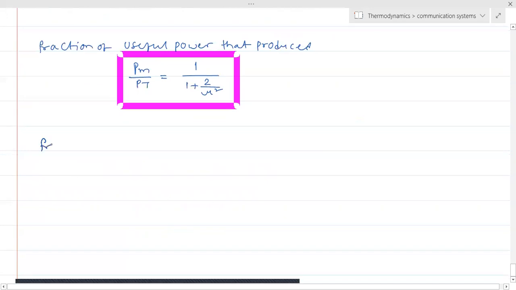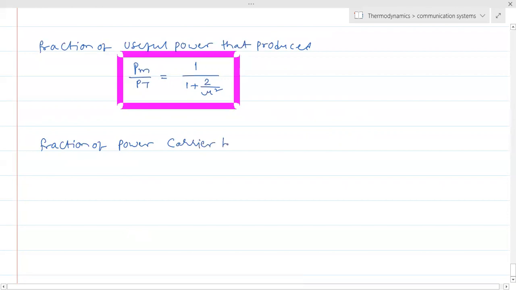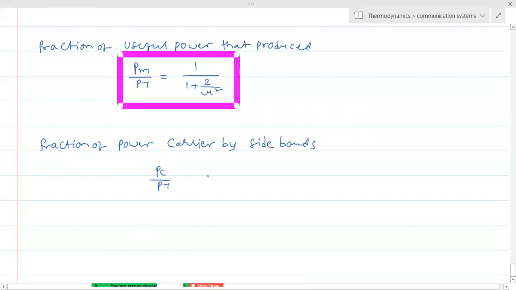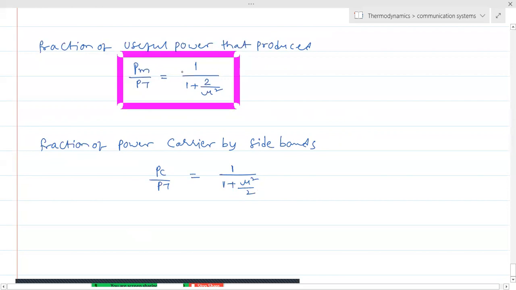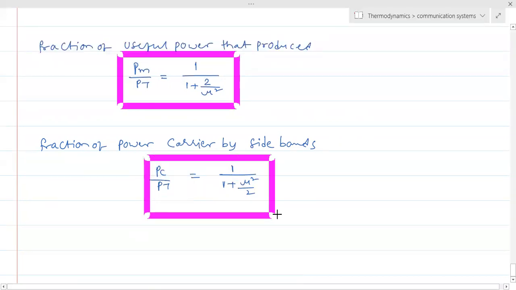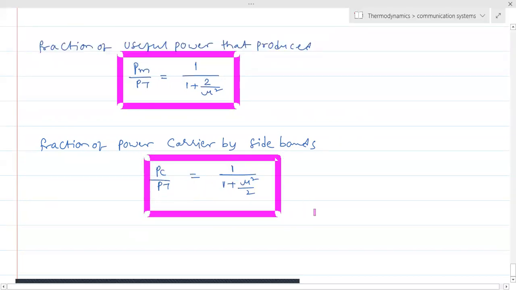And the next one we are speaking is the fraction of power carried by sidebands. So that is nothing but P_C by P_T we are speaking. So that equal to 1 by (1 plus mu square by 2). P_C by P_T equal to 1 plus mu square by 2, we have been.